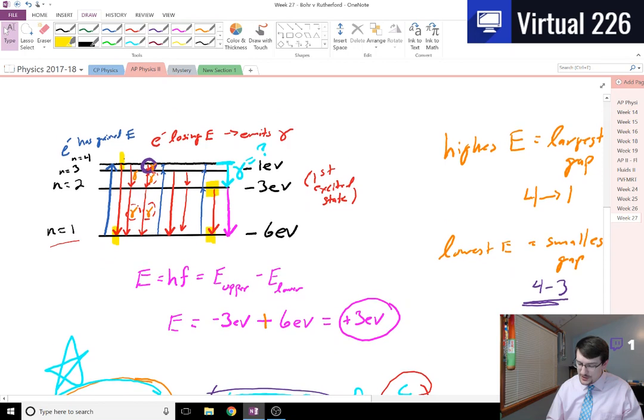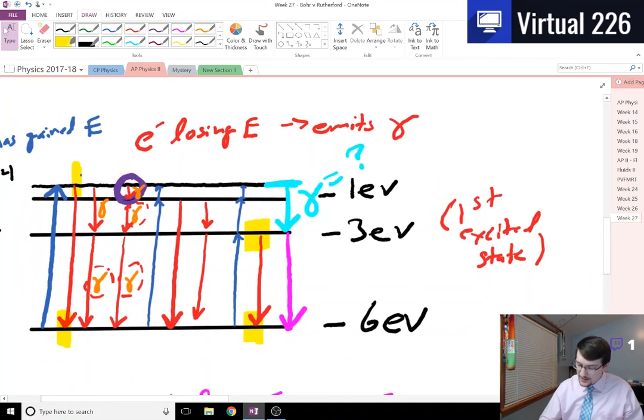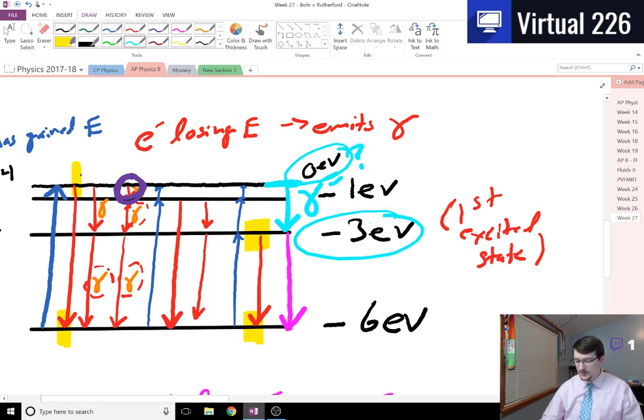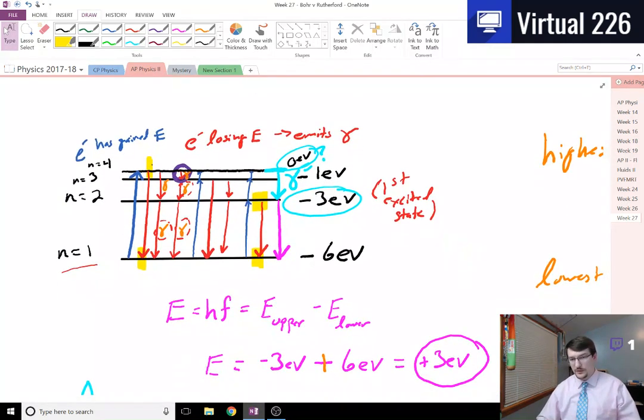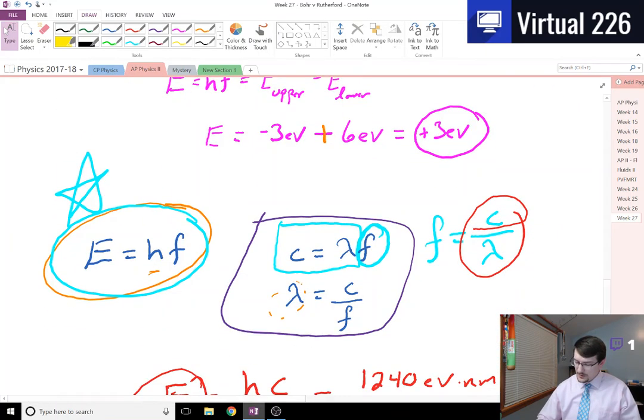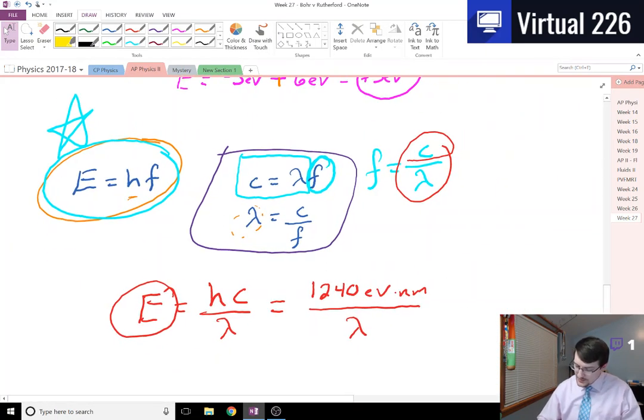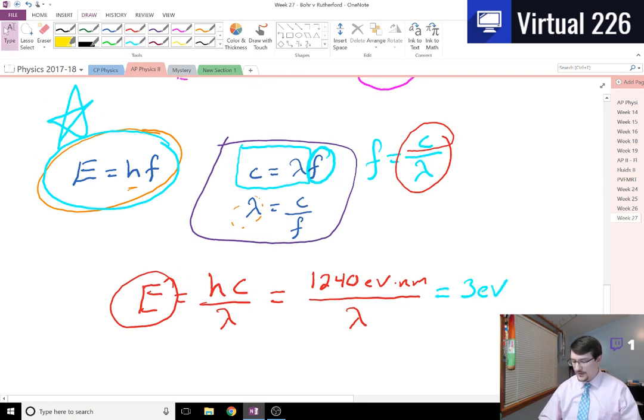And if we look at the energy, we're really looking at what is the energy difference between the N4, which is at 0 electron volts, and the N2 region, which is at -3 electron volts. So what's the energy difference here? Well, if we do upper minus lower, or we just think about counting, 0 minus -3 is +3. That's how we get our photon out. Or if we just go 0, -1, -2, -3, we have that value there. So what we can say here is that this is equal to 3 electron volts of energy.